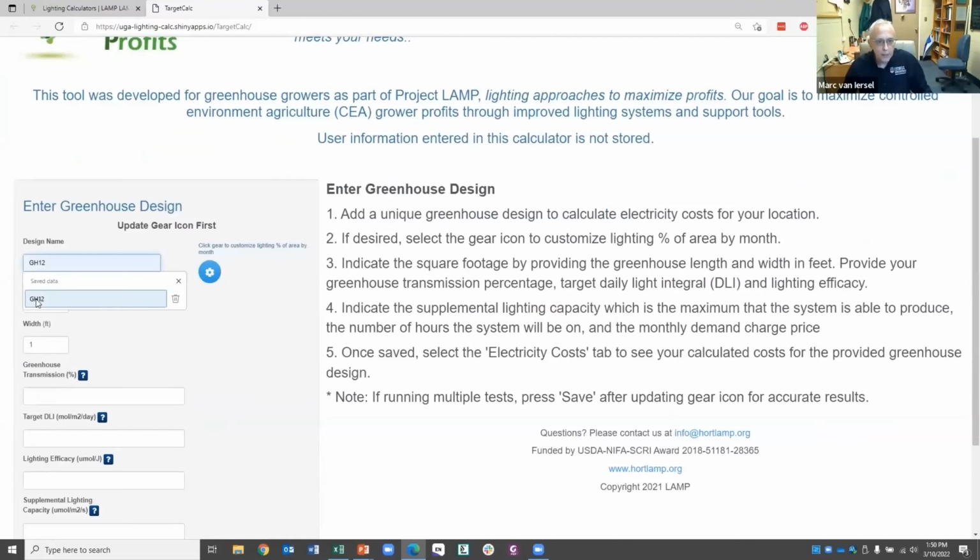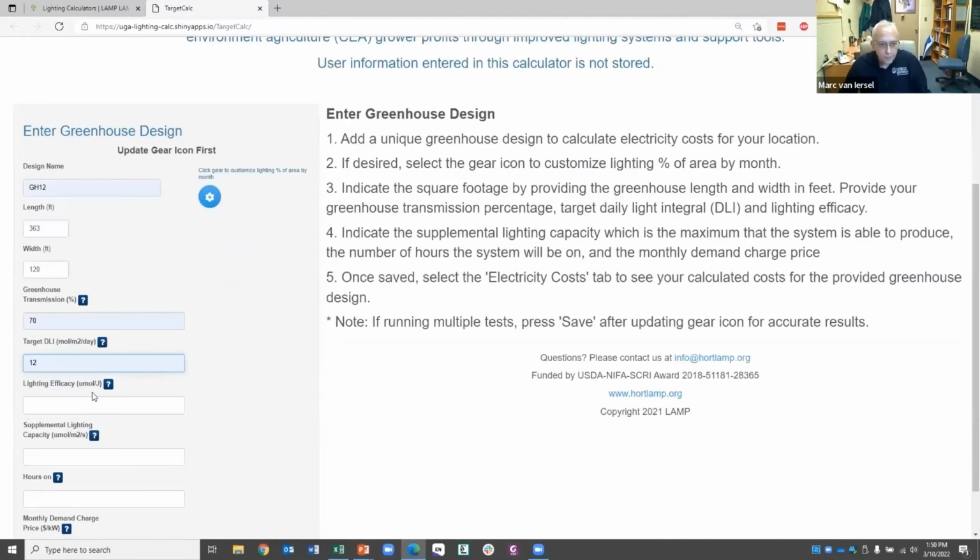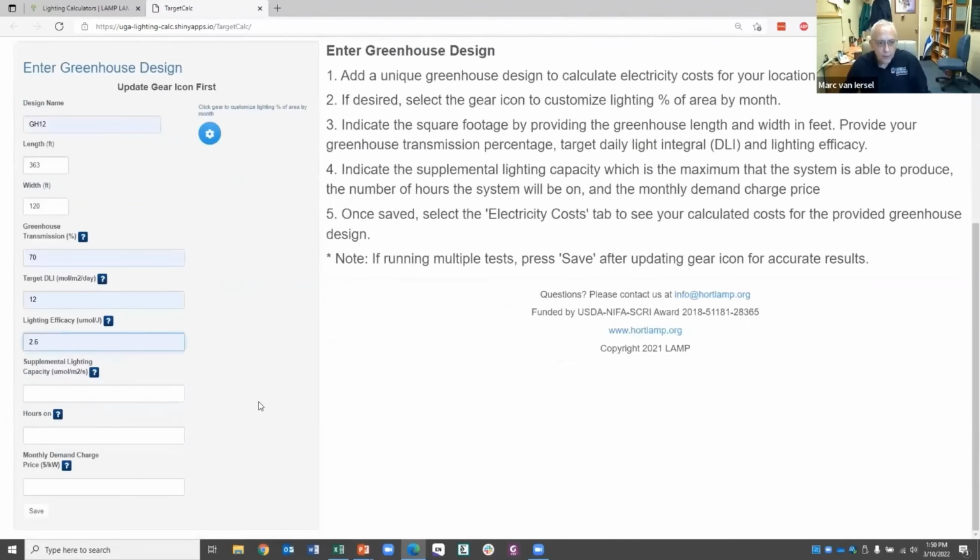And then when we go to the greenhouse design here, the information that is needed is a little bit different. But again, you provide a name for that specific greenhouse, the size of the greenhouse, and I will once again just go with a 1 acre greenhouse here for simplicity. We'll go with 70% light transmission, a target daily light integral, we'll just go with 12 again. The efficacy, 2.6 micromoles per joule.